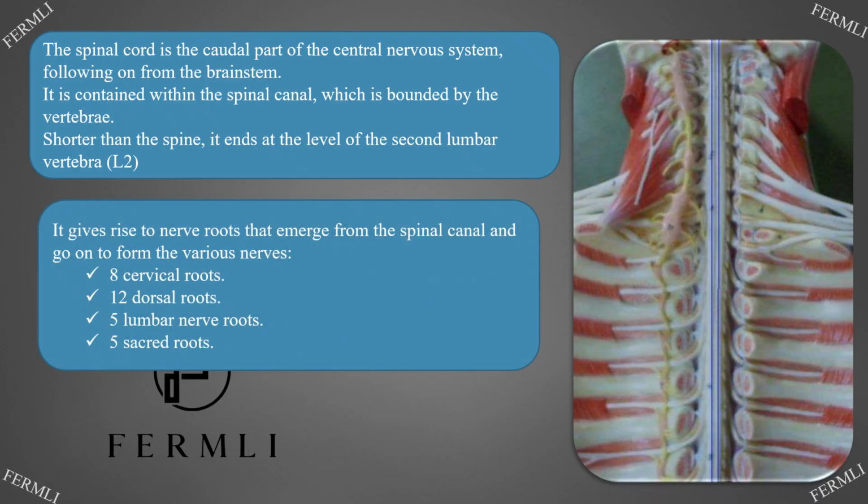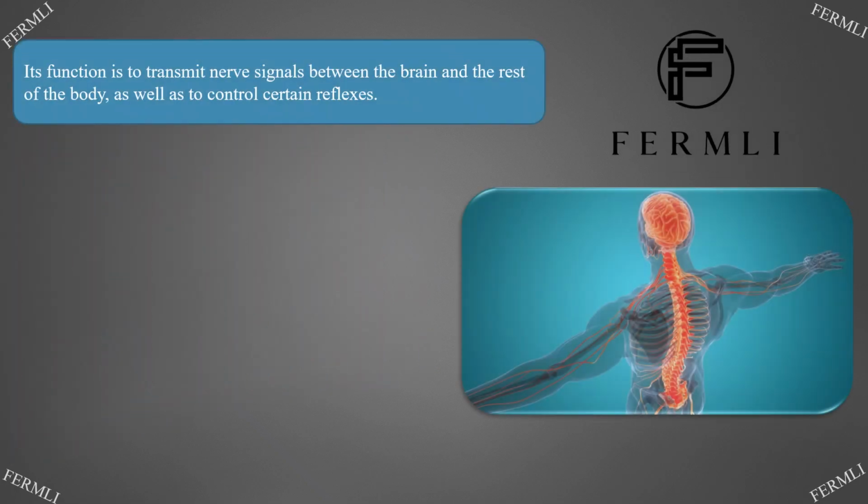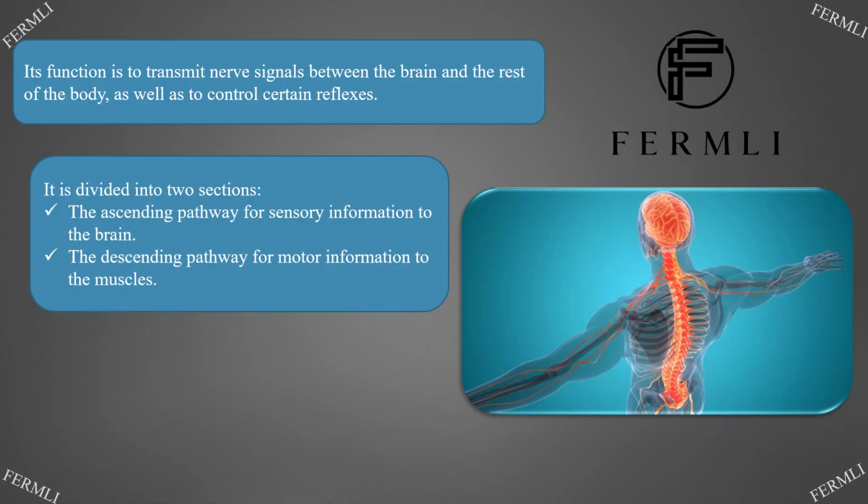It gives rise to nerve roots that emerge from the spinal canal and go on to form the various nerves: 8 cervical roots, 12 dorsal roots, 5 lumbar roots, 5 sacral roots. Its function is to transmit nerve signals between the brain and the rest of the body, as well as to control certain reflexes. It is divided into two pathways: the ascending pathway for sensory information to the brain, and the descending pathway for motor information to the muscles.